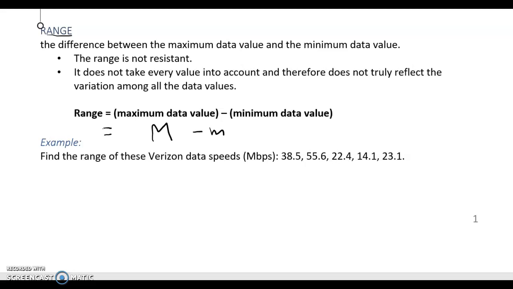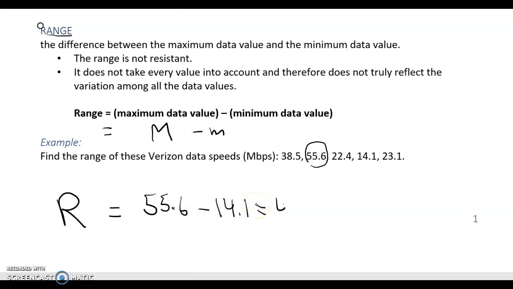As an example, we have some data from Verizon data speeds in megabits per second. We have 38.5, 55.6, 22.4, 14.1, and 23.1. We'll use this sample data throughout this lesson. The highest data value, or the maximum, is 55.6, and the minimum is 14.1. So the range R will be 55.6 minus 14.1. The range of this data is 41.5 megabits per second, and it's important to put the units on your answer.